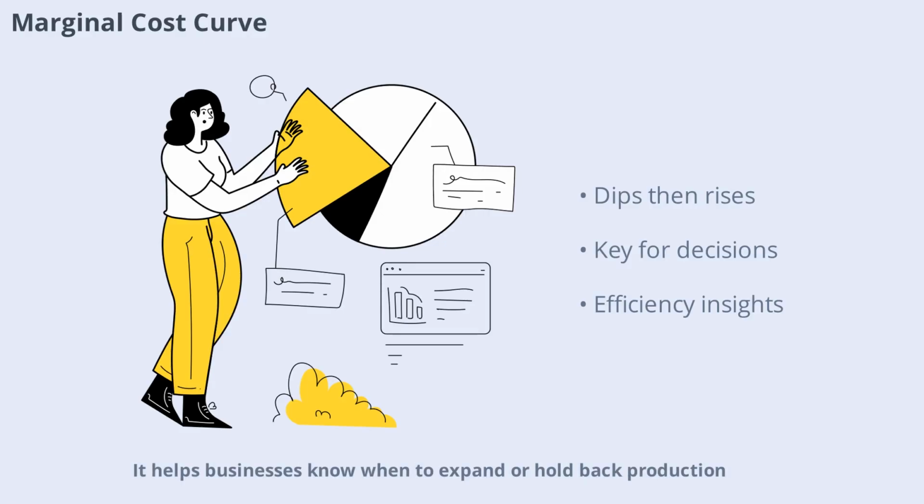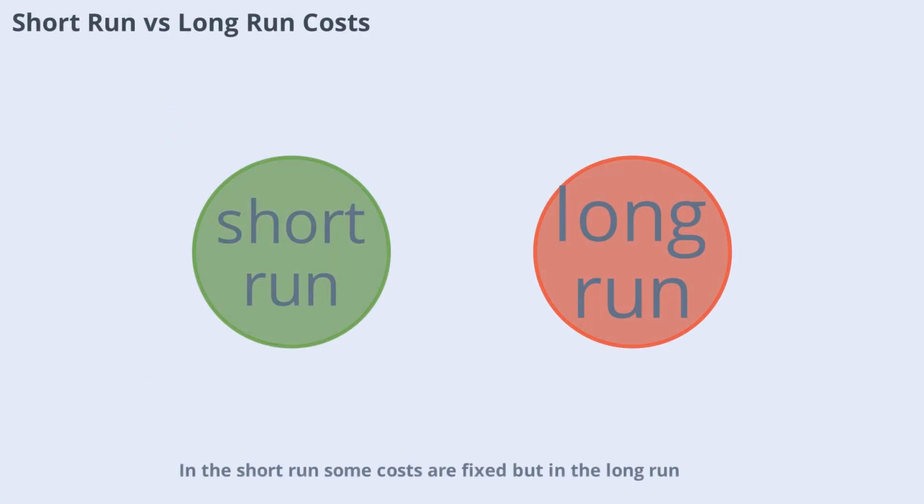It helps businesses know when to expand or hold back production. In the short run, some costs are fixed, but in the long run, all costs can become variable. This distinction is important for planning. Businesses can adjust their operations more flexibly over time, changing their cost structure as they grow or adapt to new markets. Understanding this helps with strategic decisions.